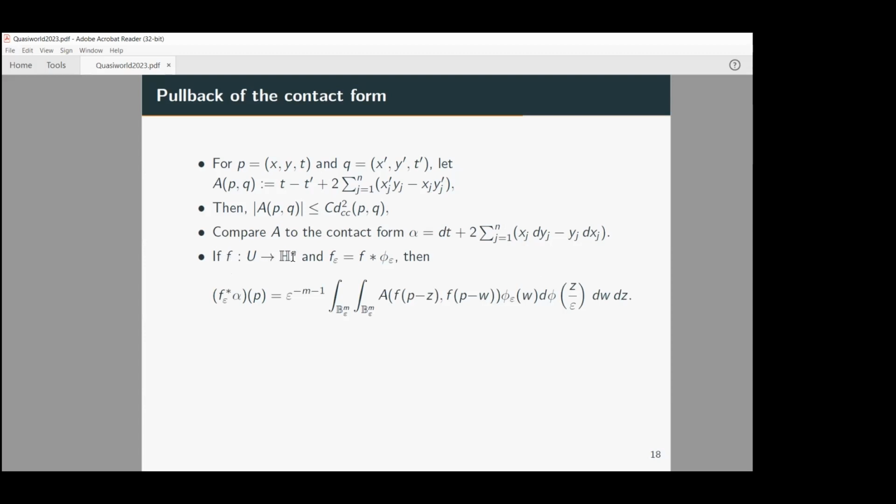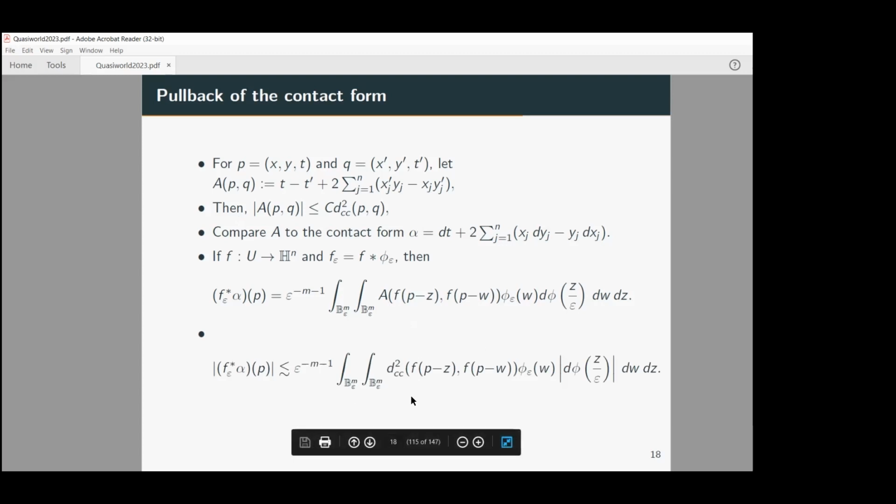There is some similarity. Because of that, if you do the elementary algebraic calculations, you see the following: if you have a mapping into the Heisenberg group and you approximate it by convolution, then the pullback of the contact form can be written in terms of A. You just take the pullback of the form and write it down, and it's just three lines of algebraic calculations to get this formula. It's very easy. So you just estimate the absolute value in this way. Now you estimate the absolute value of A by the Korányi-Cygan distance squared.